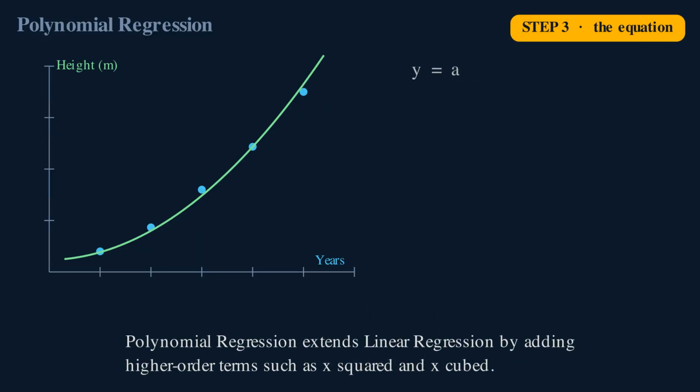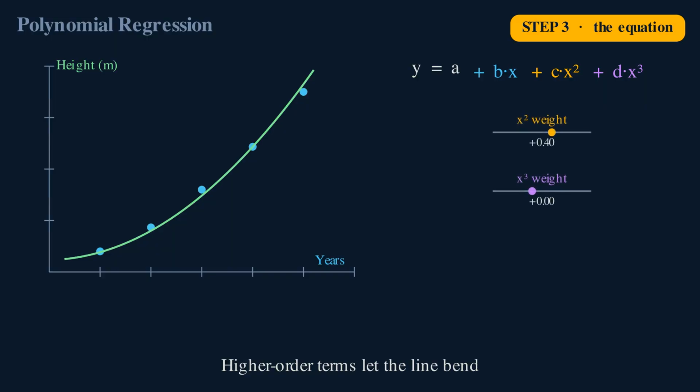Polynomial regression extends linear regression by adding higher-order terms such as x squared and x cubed. These additional features allow the model to represent curved relationships while still learning from data. The highest power in the equation is called the degree. Degree 2 bends once, like this parabola. Higher degrees allow more and more bends.